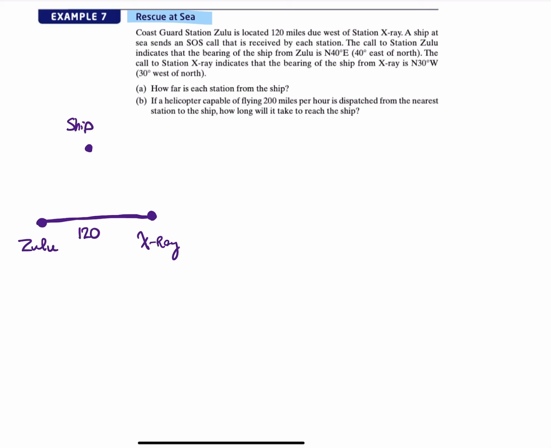Meaning if we imagine a line going straight north of Zulu, then the ship is 40 degrees east of it. So if I imagine a straight line going from Station Zulu to the ship, they're talking about this angle here. This is the angle east of north. Then it says the call to Station X-Ray indicates a bearing of the ship 30 degrees west of north. Meaning if I imagine a line going north from Station X-Ray, it's a 30-degree angle west of that, so in the counterclockwise direction. So they're talking about this angle here.